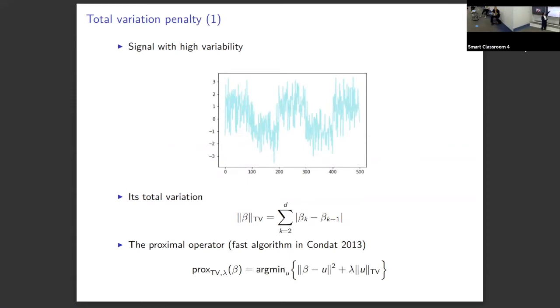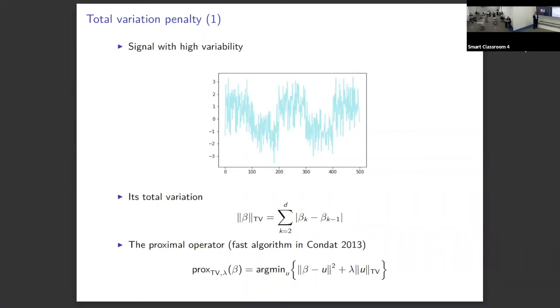I have here a signal with high variability. And I will define its total variation as the sum of consecutive differences in absolute value. So if it's like that, the total variation will be very large. If it's kind of smooth, it will be smaller. And in machine learning, you have to do optimization to fit the weights of your algorithm.